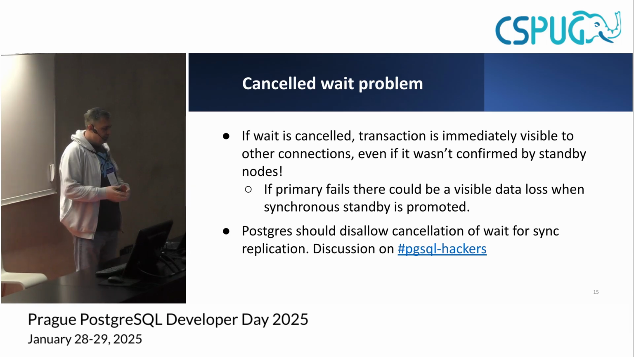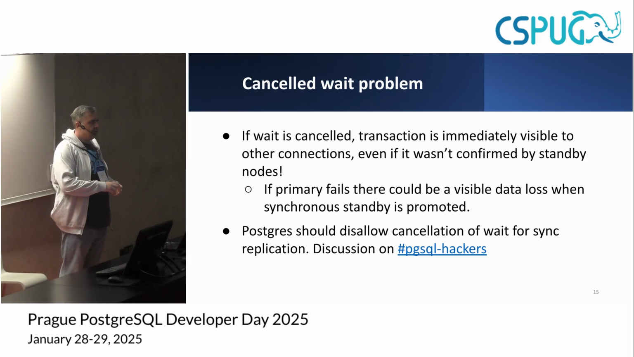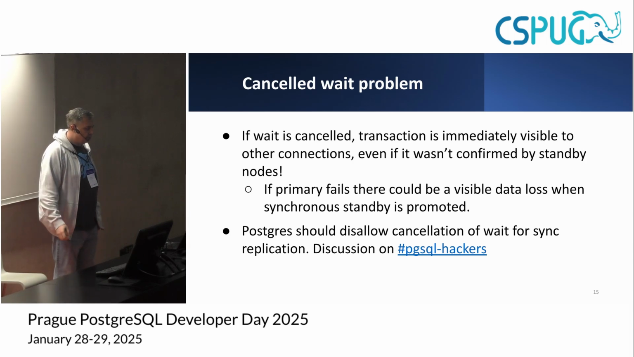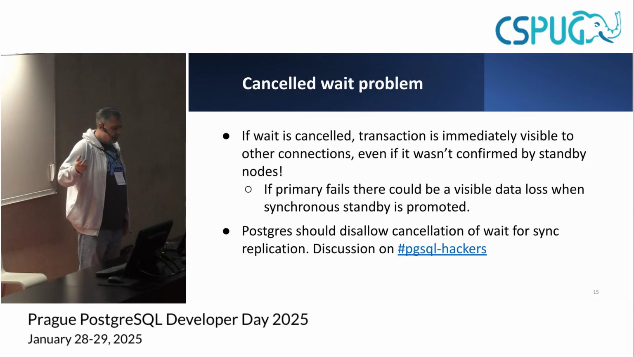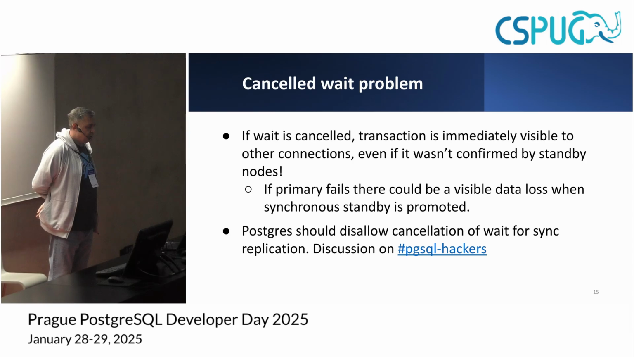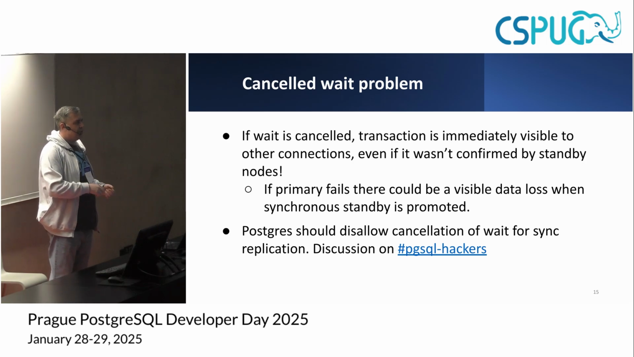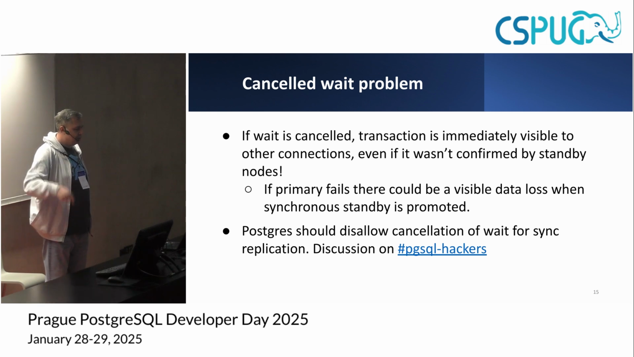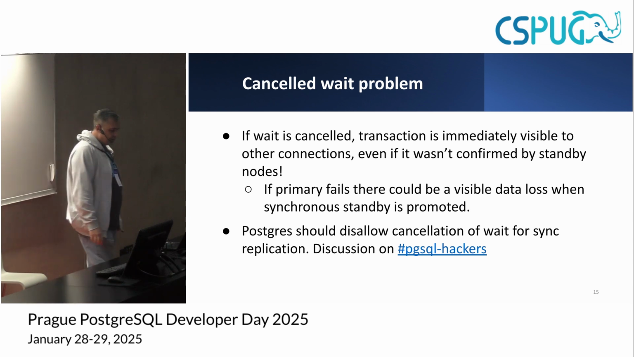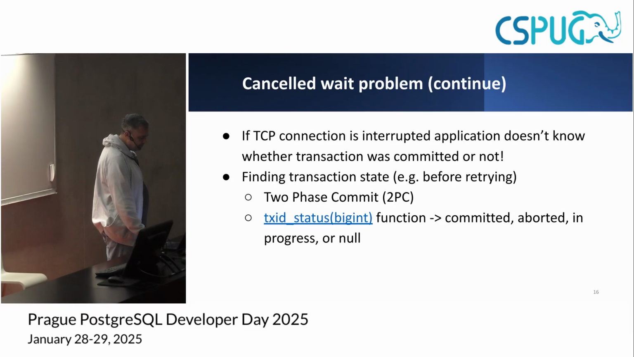And in case the primary fails, then this data will be lost, because there are chances that it wasn't replicated to a standby node. There is a discussion on the hackers' mailing list about disabling cancellation of such waits for synchronous replication. It's a known problem, and as far as I know, most, if not all, cloud vendors have custom-made patches, and Postgres runs with such patches that allow canceling such waits for synchronous replication to avoid the problem of data loss.